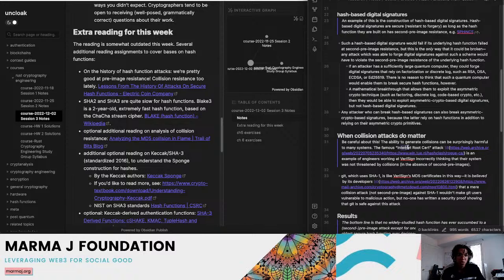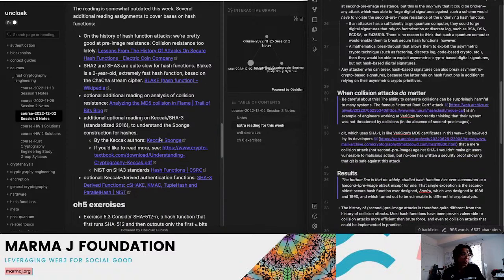Here you go. Internet root attack is going through MD5 up here. I like reading through attacks sometimes, so here's another good one. Additional optional reading on Keccak and SHA-3. It was standardized in 2016, but it came out before then. I kind of read this article already. It's pretty straightforward, pretty good.